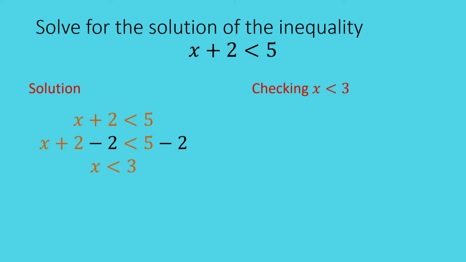Now let's do the checking, testing x is less than 3. We use 2 because 2 is the first integer less than 3. Again, the inequality is x plus 2 is less than 5. Substituting the value, 2 plus 2 is less than 5. So 4 is less than 5. We can now say that our answer x less than 3 is correct.